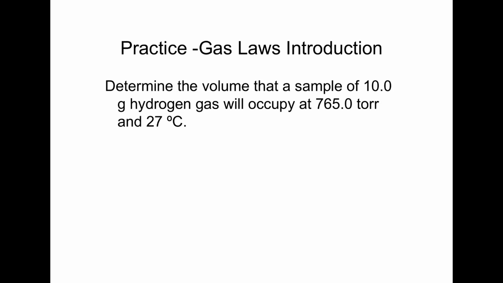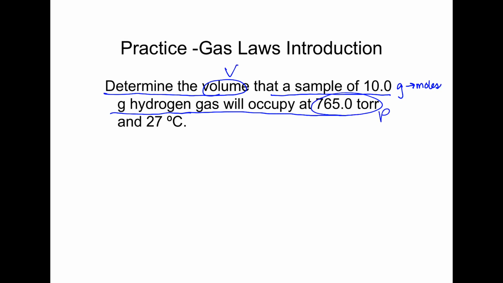So let's do a practice problem. Again, I'm going to read the problem and I'm just going to write down what variables I have. Then I'm going to try and find an equation that matches those variables. I need to determine the volume. So I'm looking for a volume that a sample of 10 grams of hydrogen. So I have grams. Usually in these problems, anytime we're given grams, we're going to use those to get to moles. So I'm going to need an equation with moles in it. Hydrogen gas will occupy at, and I have a pressure here, and then at 27 degrees, I have a temperature.